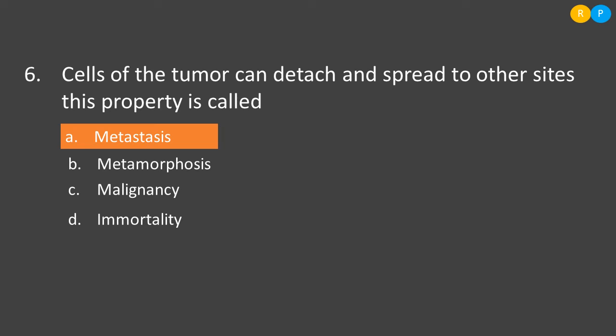So like this it will spread to different parts of the body. This is one property of cancerous cells. That property is known as metastasis. So let us see option A, metastasis. This is the correct answer for this question.